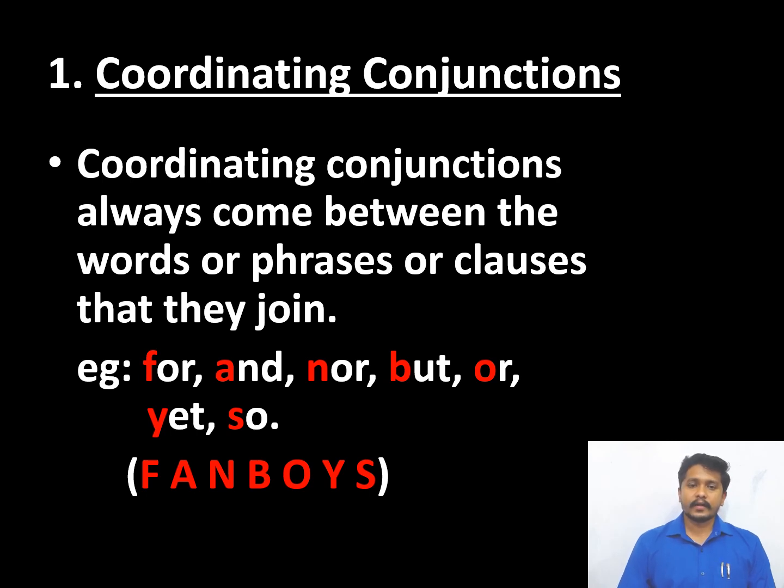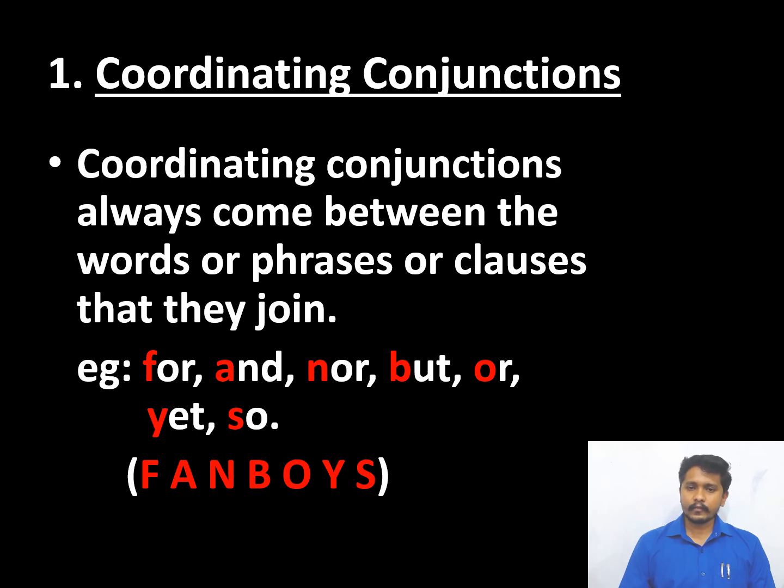To remember the coordinating conjunctions, what are the coordinating conjunctions we are using? For, and, nor, but, or, yet. These are the conjunctions we use as coordinating conjunctions. To remember these coordinating conjunctions, we can just remember FANBOYS. What is the spelling of FANBOYS?